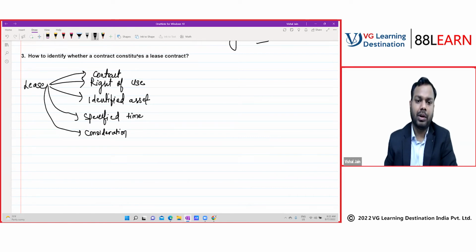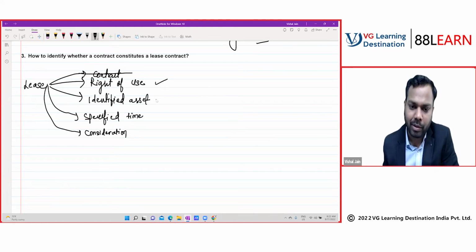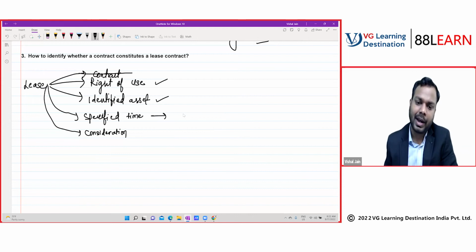Okay, now, so the contract is already there, so we are not studying the contract now. We have to study what is the meaning of right of use. We have to study what is the meaning of identified asset. Specified time we will study in lease period, and consideration we will study in lease payments.